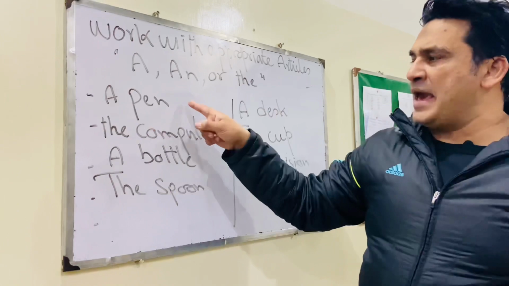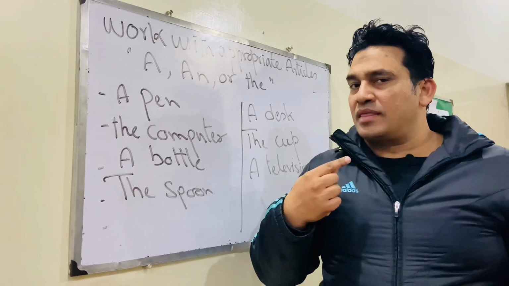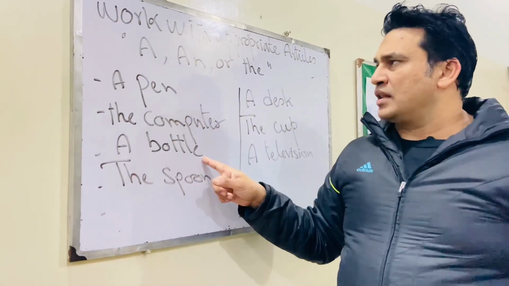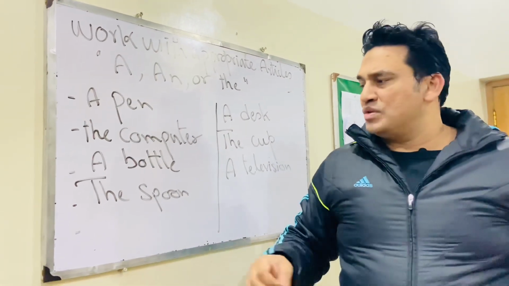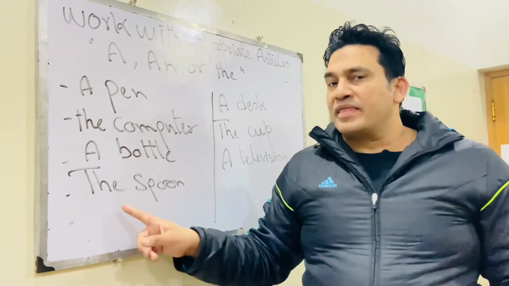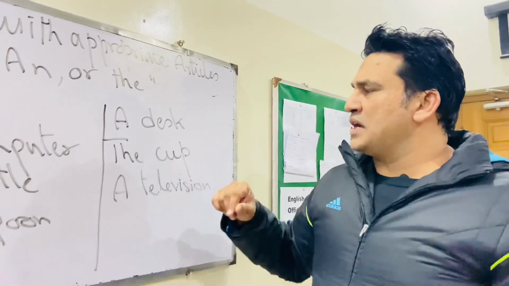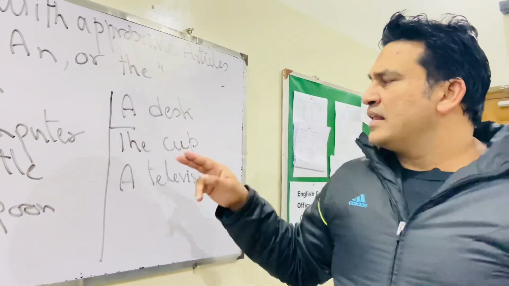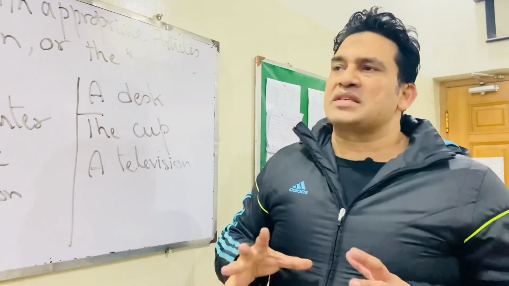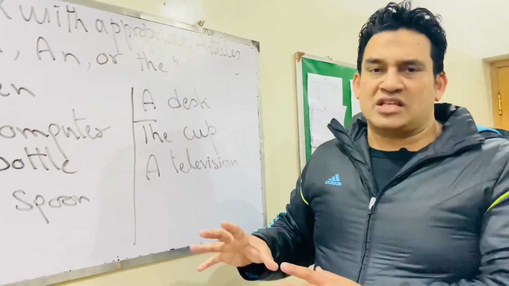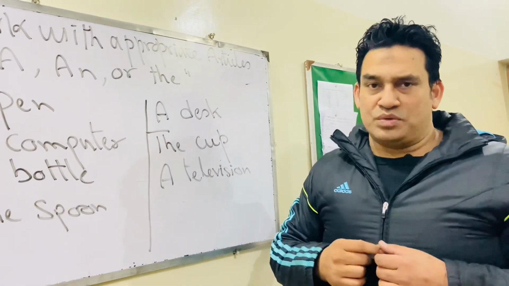Just listen. A pen. The computer. Look at my lips. The computer. A bottle. These are the articles. You can use articles with count nouns. The spoon. Here we go. A desk. You can say a desk. The cup, a television. So in conclusion, we can say all count nouns can be used with these expressions and articles. Now we'll go ahead to the non-count nouns.